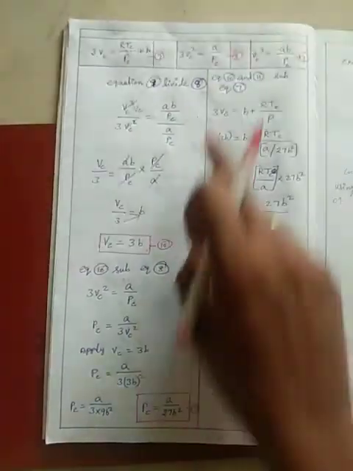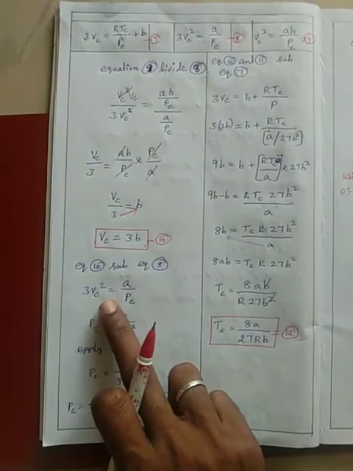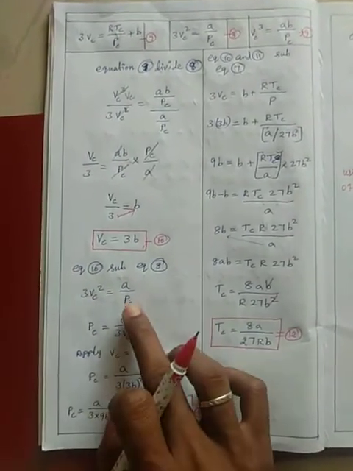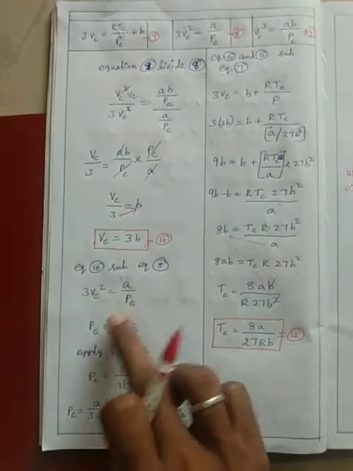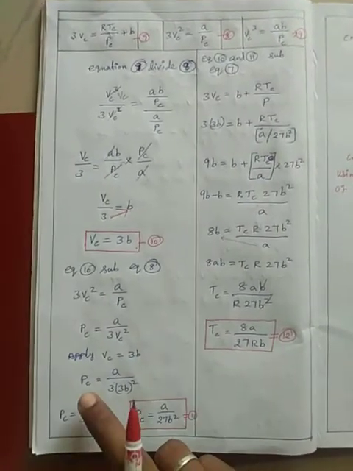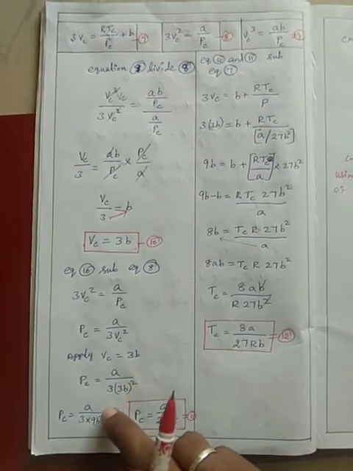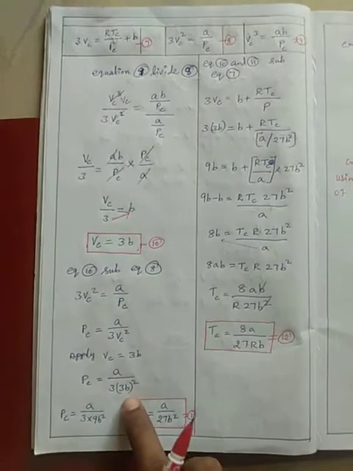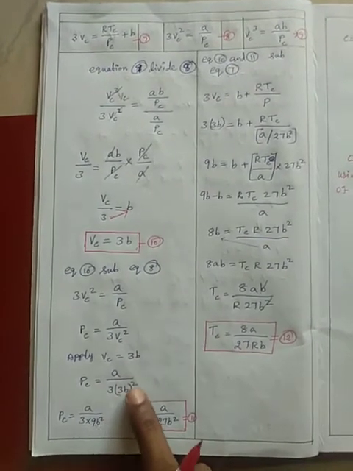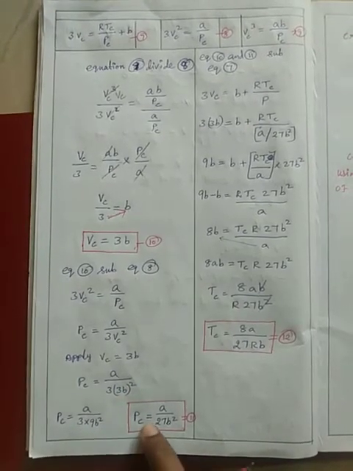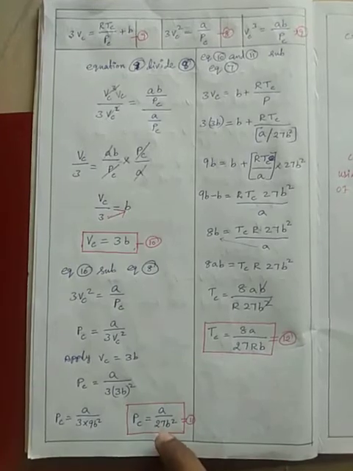Next, equation 10 is applied: substitute in equation 8. Equation 8 means 3Vc squared equals a divided by Pc. So we find out the Pc: Pc equals a divided by 3Vc squared. Applying Vc equals 3b, Pc equals a divided by 3 into (3b) whole squared. First you square it: 3 squared and b squared gives 9b squared, into 3 gives 27b squared. Pc equals a divided by 27b squared.